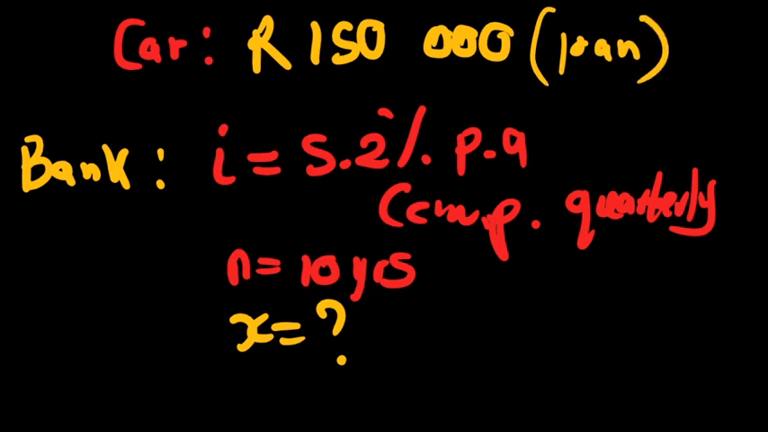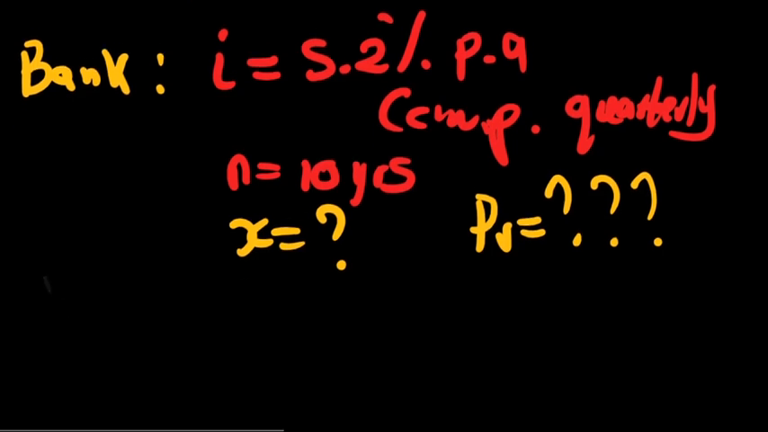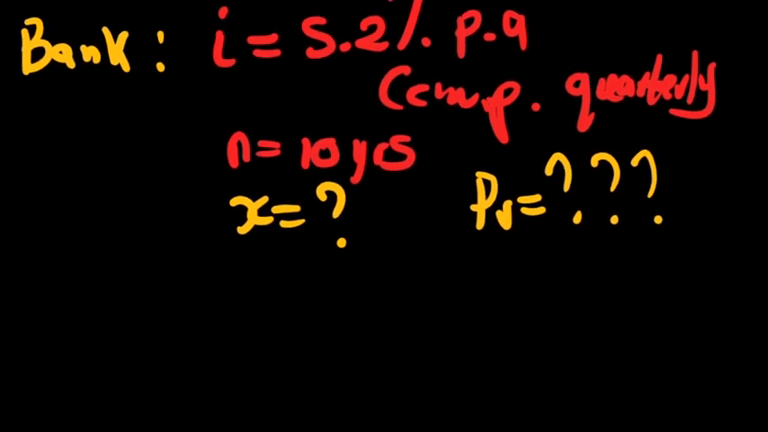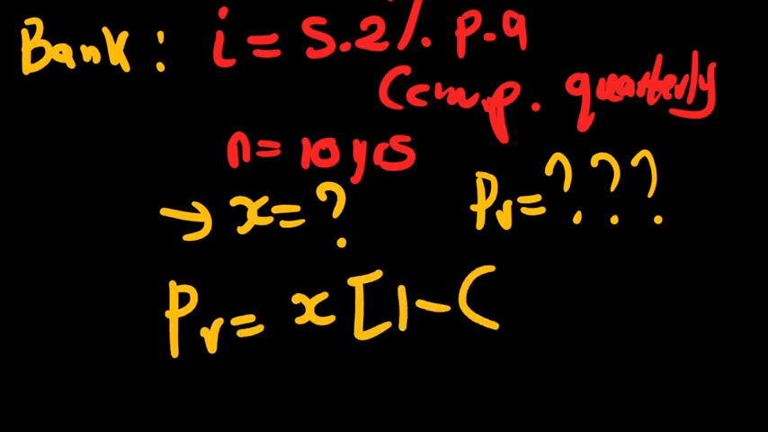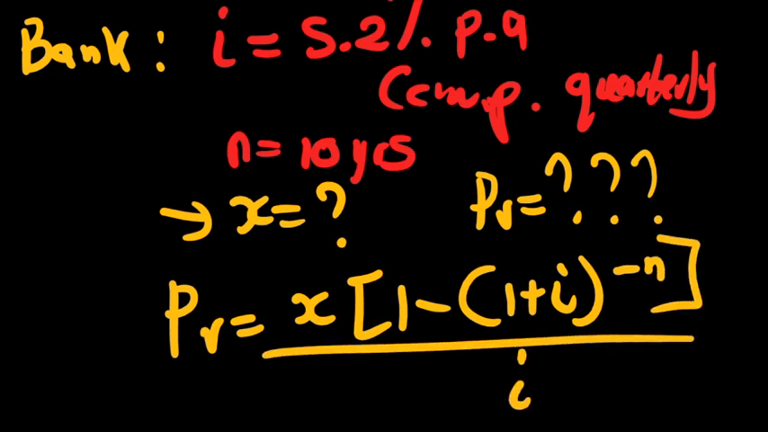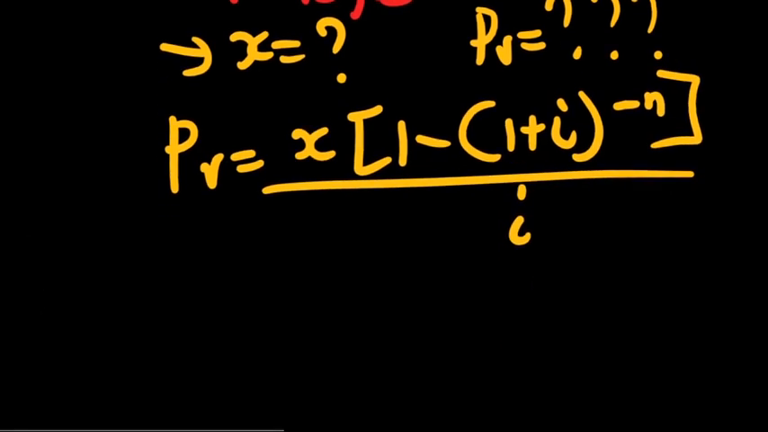And by the way, this is a loan. So whenever you talk of a loan, you know very well that this is a present value annuity, right? So we go to our present value formula because we want to identify the monthly payment of this loan of 150,000 rand for my car. So you say PV is equal to x into 1 minus 1 plus i to the power of minus n, all over i, right? And we borrowed 150,000 rand, so it's going to be our PV.